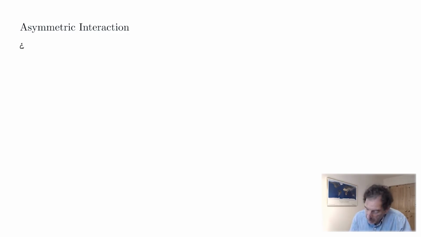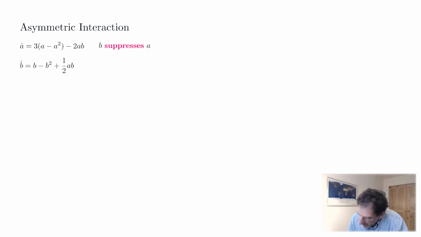a dot is equal to 3a minus a squared minus 2ab, and b dot is equal to b minus b squared. So each species alone undergoes logistic growth, but then here I have an additive term plus 1/2 ab. So the point here is that presence of b suppresses a, but a helps b. So what is the effect of this asymmetric interaction on the behavior of the system?